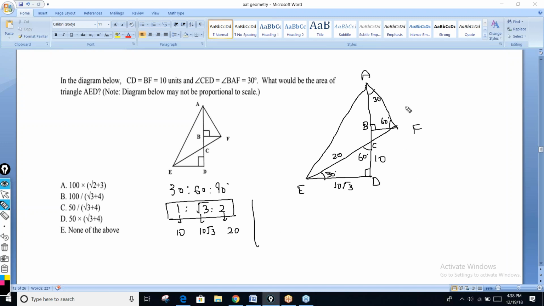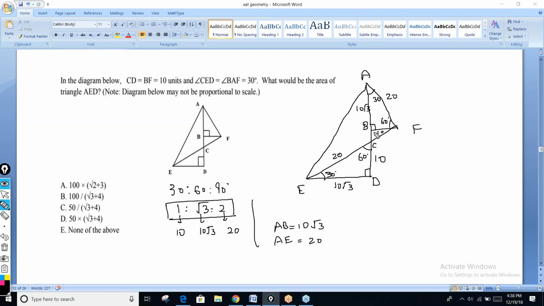Similarly here we know BF is 10, so again 1 denotes 10, so root 3, that AB will be 10 root 3 and AF will be 20. So that is 20, that is 10 root 3, that is 10. What we need to find is the area of this triangle.